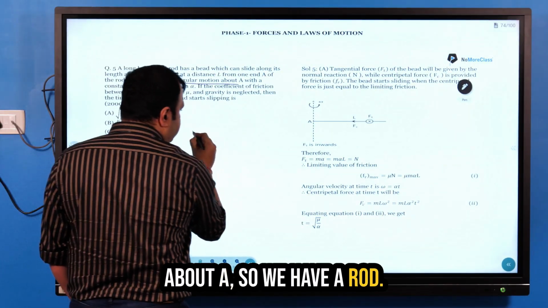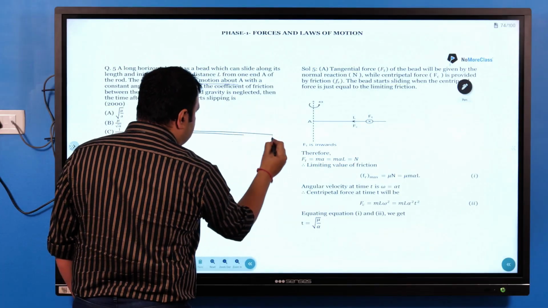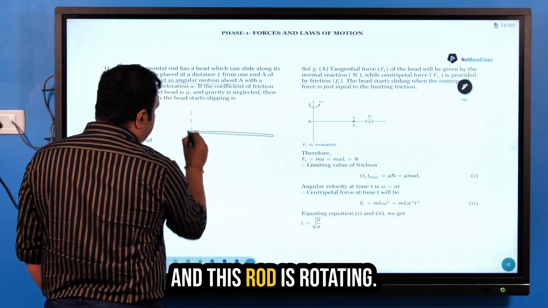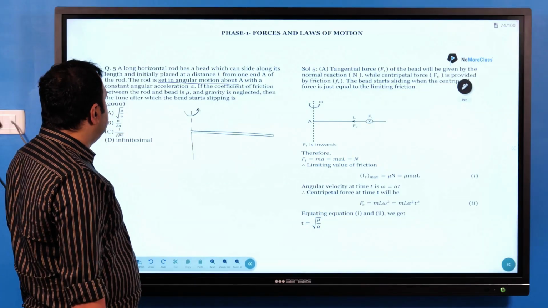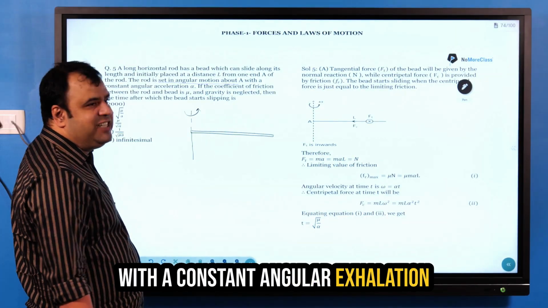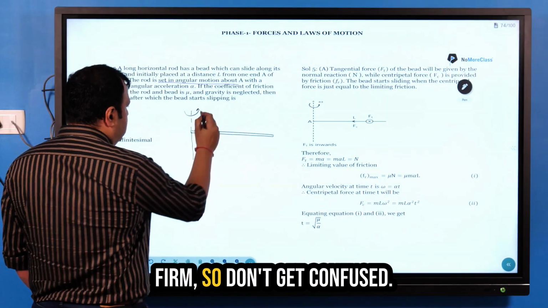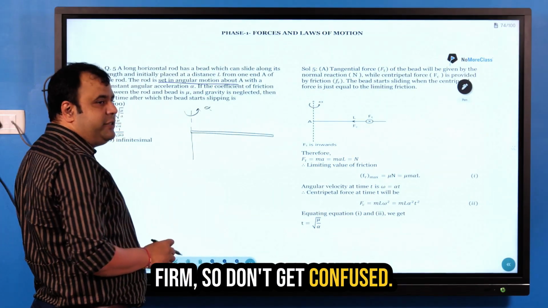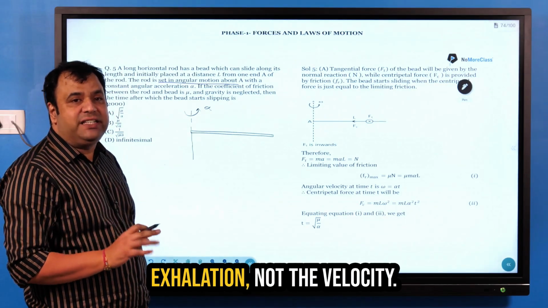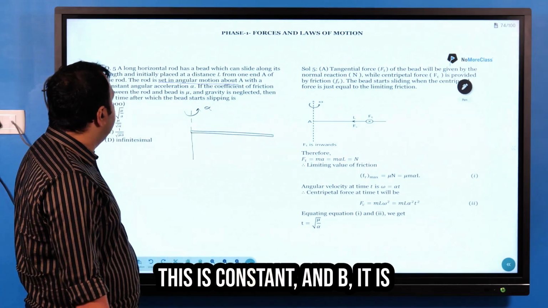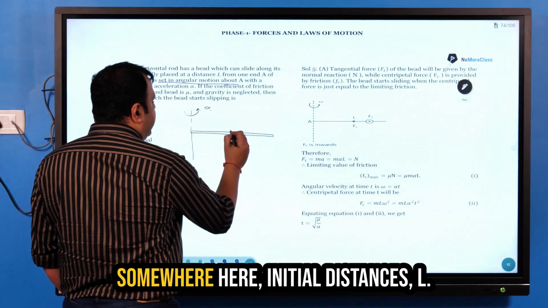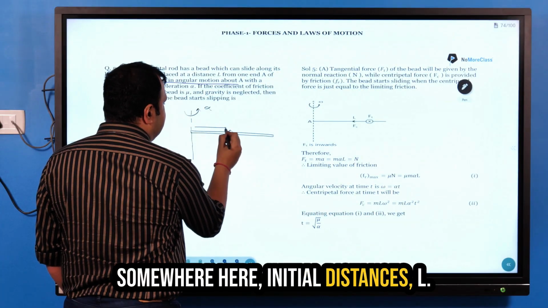So we have a rod, and this rod is rotating with a constant angular acceleration alpha. So don't get confused. This is constant angular acceleration, not the velocity. The angular acceleration is alpha and this is constant. And the bead is somewhere here. Initial distance is L.